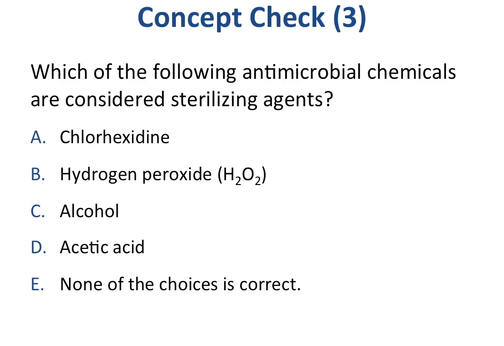Which of the following antimicrobial chemicals are considered sterilization agents? A sterilizing agent means it can kill all the microorganisms, including the endospore. So we can see the hydrogen peroxide. Hydrogen peroxide can kill the endospore and all.